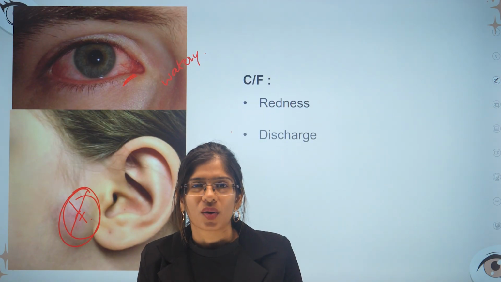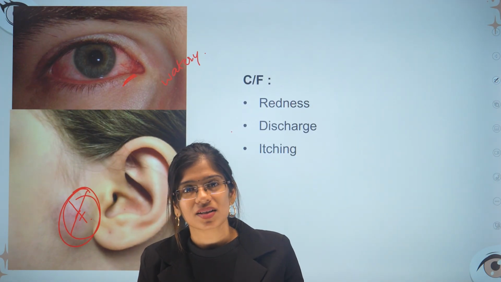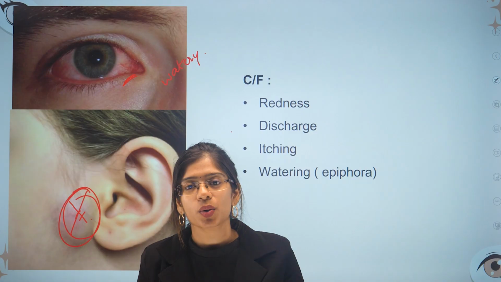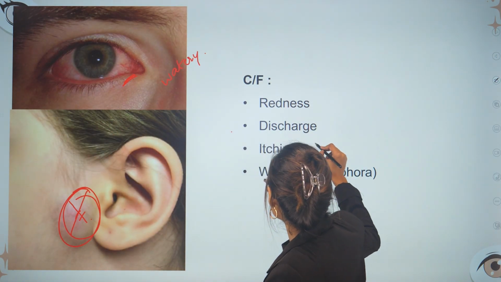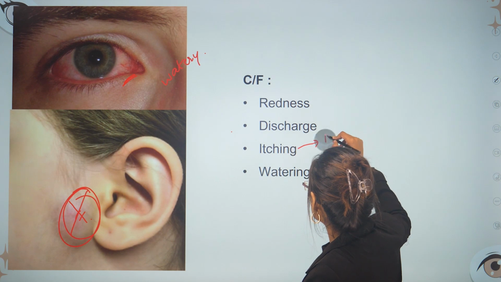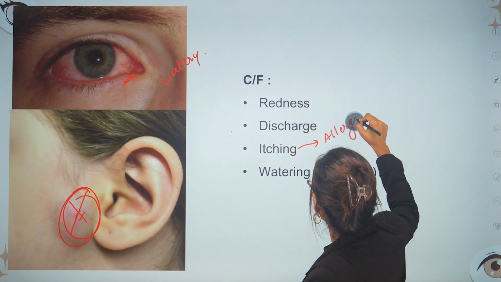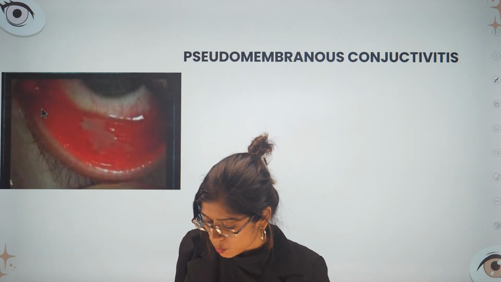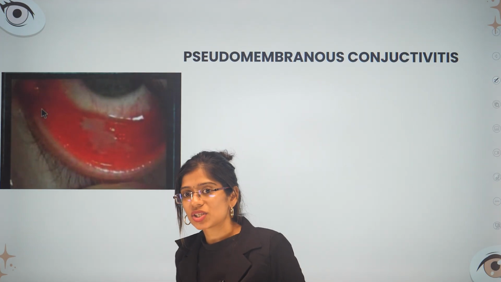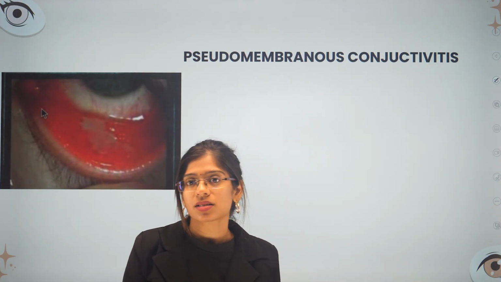So, the clinical features of any conjunctivitis include redness, discharge, itching, and watering. Epiphora means watering. Itching, if it is too severe, we can see in allergic conjunctivitis. Now, we have pseudomembranous conjunctivitis and membranous conjunctivitis.